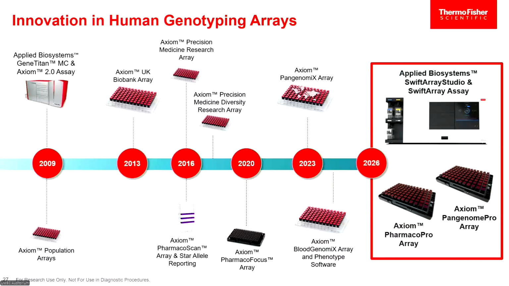Have no fear, though, if you are in the ag segment, we will have our ag-based Swift Array Studio assays ready around August or September of 2026. So we're waiting a few months, and then we'll have the 384 format.